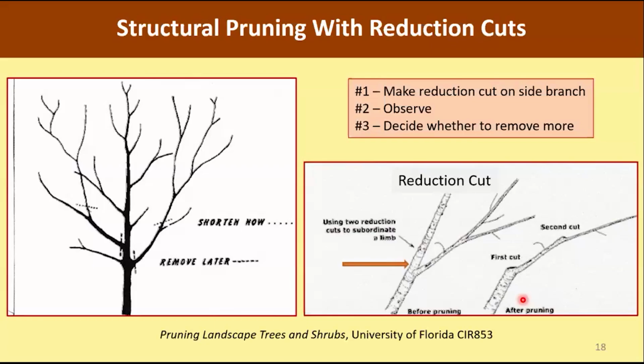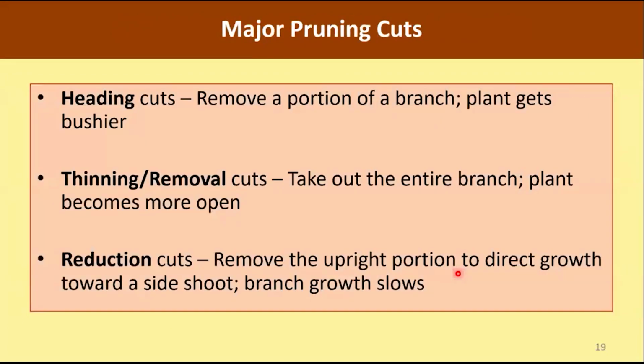So again, reduction cut, we remove the vertical piece and keep the smaller branch and redirect growth there. Quick review of the 3 pruning cuts. Heading cuts makes a plant get bushier. Thinning or removal cut opens up the plant. And reduction cut slows the branch growth.